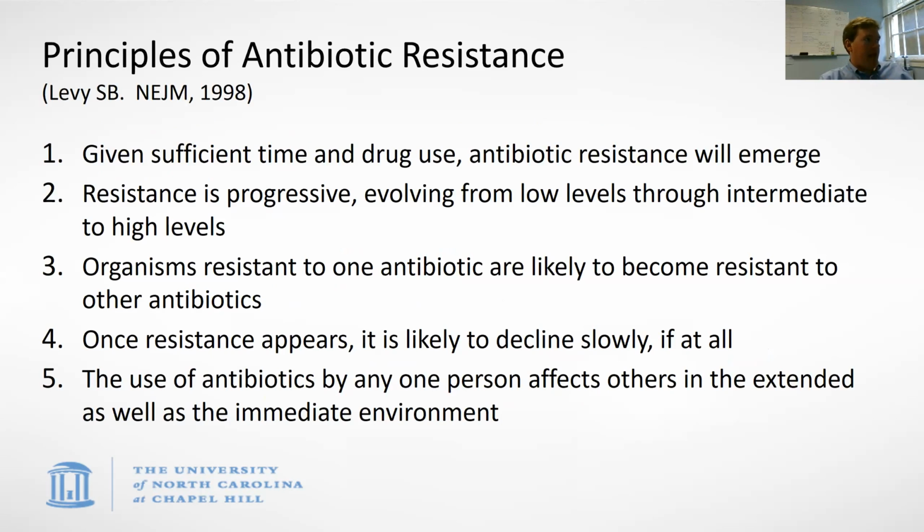So in 1998, when these principles of antibiotic resistance were published: given sufficient time and drug use, antibiotic resistance will emerge. Resistance is progressive, evolving from low levels through intermediate to high levels. Organisms resistant to one antibiotic are likely to become resistant to other antibiotics. We see that a lot with ESBL and CRE. They're usually resistant to most other things. Once resistance appears, it is likely to decline slowly, if at all. I think we definitely see that. There are some good stories, but they're few and far between.